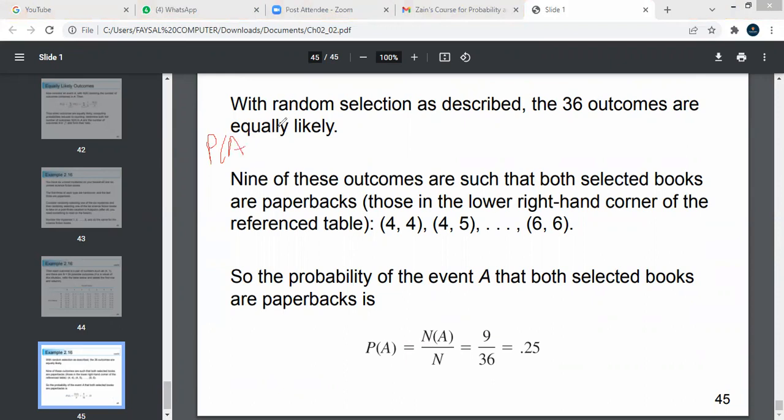Probability of A will be n(A) divided by n. The number of events occurring for A is basically 9, divided by the total, that is 36. So 9 divided by 36, so my answer will be 0.25.